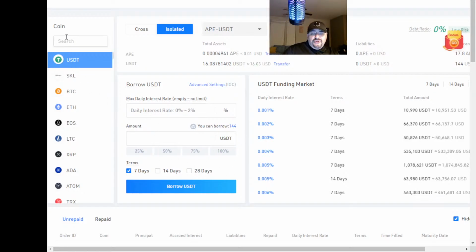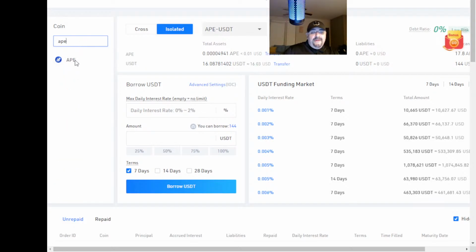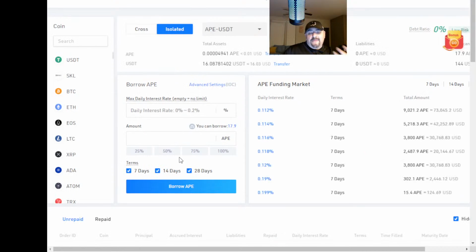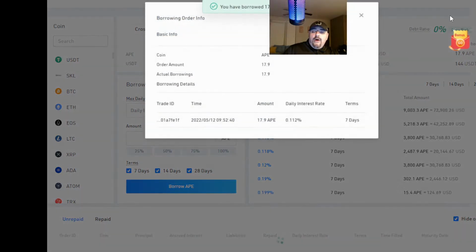All right, but check this out. So I'm going to short ape. So I go in there and I hit borrow. Here's USDT. I can borrow $144 instead of 100. I have 144, but I want to short ape. So I'm going to click on ape. I'm going to get my ape coin, right? I'm reversing from a long to a short. I have 17 ape coin, almost 18 ape coins. I'm going to go ahead and borrow those ape coins.